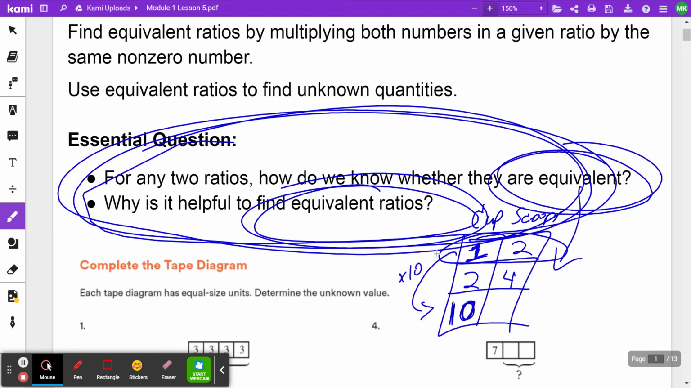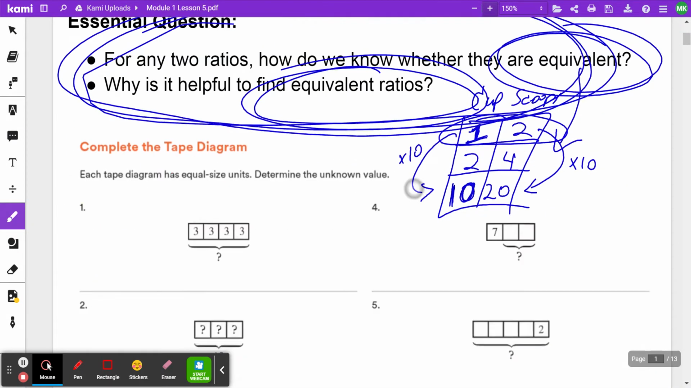Well, the deal is we multiply by 10. In order for the iced tea to taste exactly the same, we're going to need to do the exact same thing to the other side. So if we are multiplying the amount of cups by 10, we now need to multiply the amount of scoops by 10. Okay, so 2 times 10 gives me 20. That way we know that the iced tea will always taste the same. Okay? And that's the deal with the equivalency. Now, why is it helpful to find equivalent ratios? Well, exactly that reason. We want to make sure we are consistent with whatever it is we are doing.